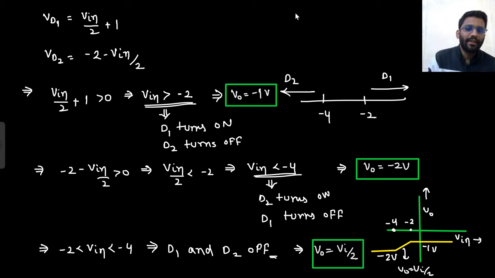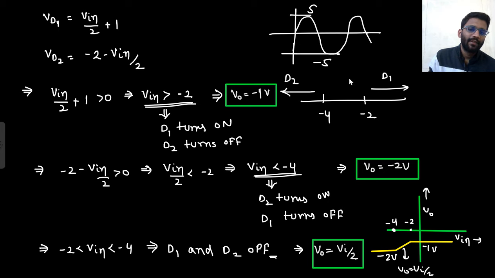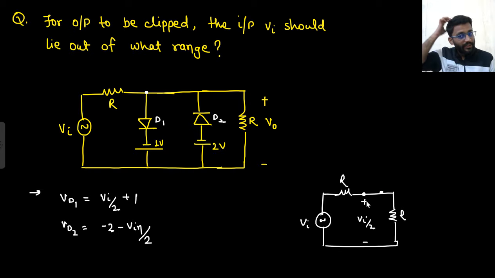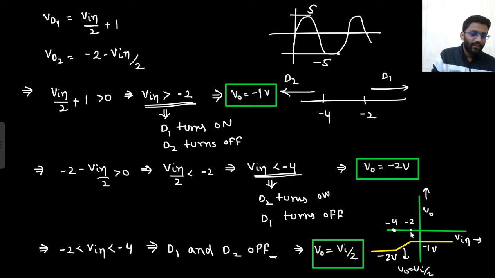Whatever the value you are having, let's assume this was your input. This is plus 5, this is minus 5. So if you give this input to this circuit, what will it do? For every value greater than minus 2, let's assume minus 2 is here, it will give you a constant voltage of minus 1.